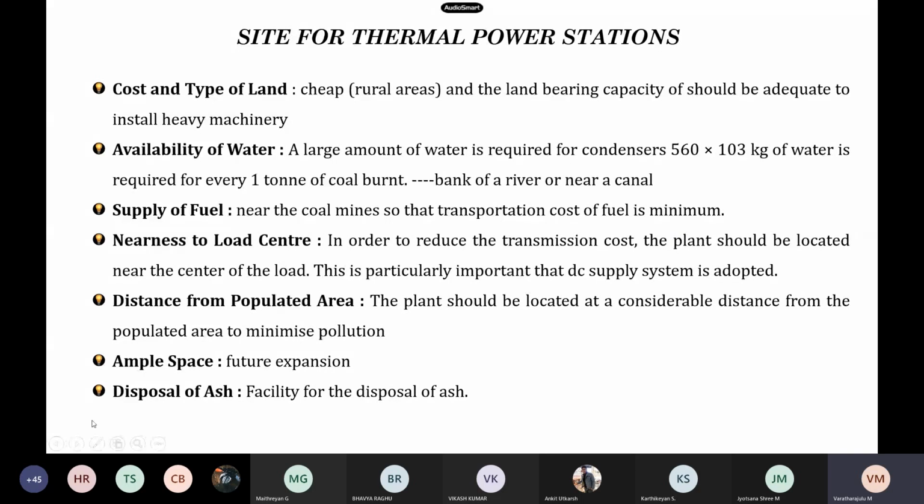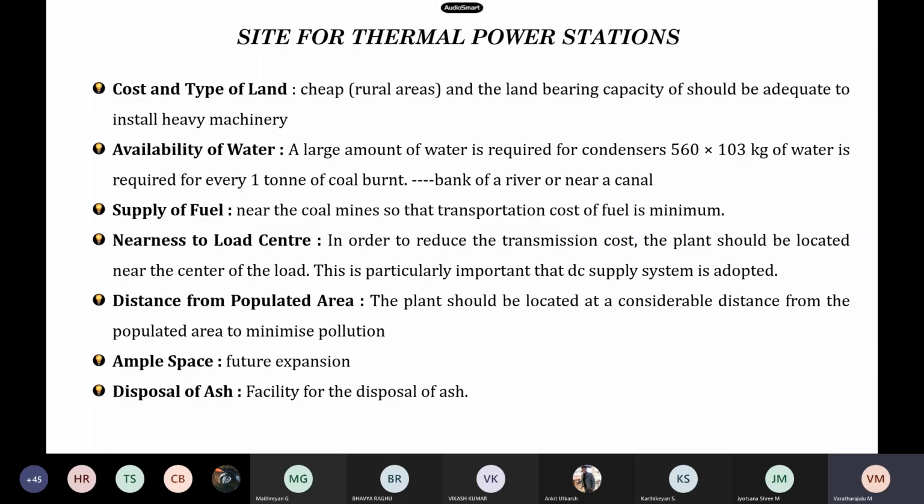And disposal of ash: the facility for disposal of ash has to be considered, because as I already mentioned, Indian coals contain around 40% of ash. A 100 megawatt capacity plant produces around 25 tons of hot ash per hour. Therefore, sufficient space near the power plant is essential to dispose of such a large quantity of hot ash.